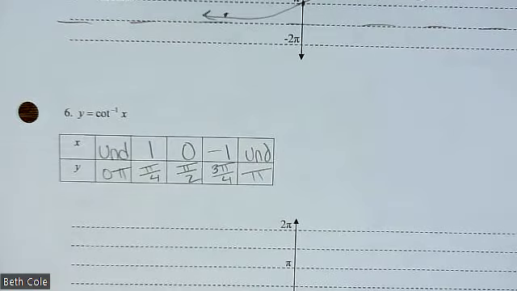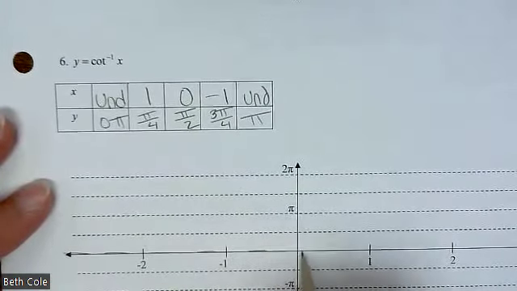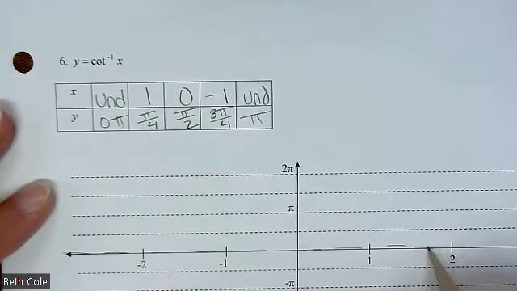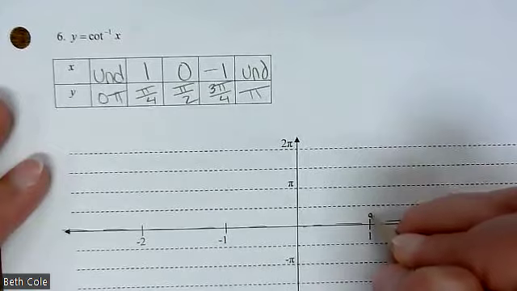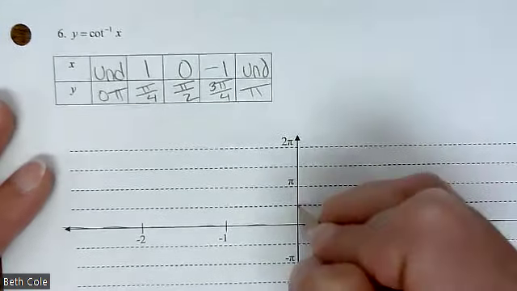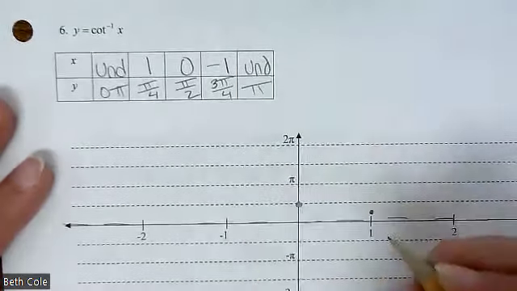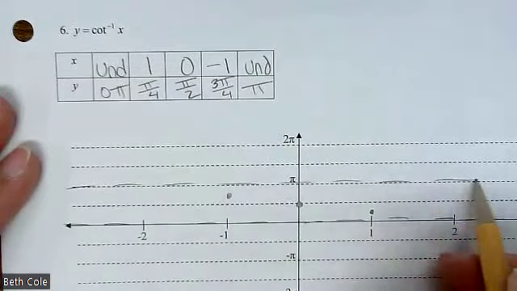All right, so go ahead and take that information and plot it on here. Your wiggles should be going the other direction. So you start with the asymptote and then you get 1 at pi over 4. Again, it's kind of floating in space there. 0 at pi over 2, -1 at 3 pi over 4, and then another asymptote.